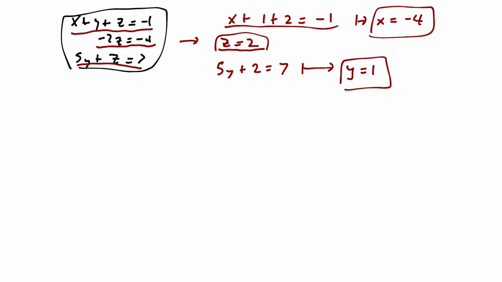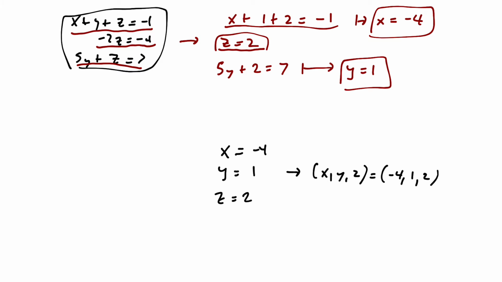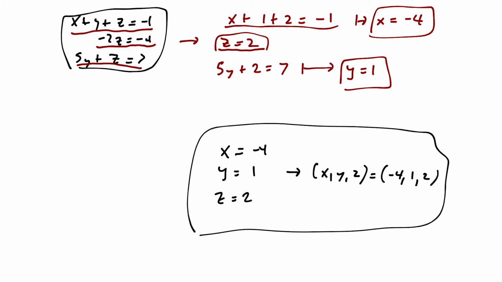So therefore, the solution to this linear system is x is equal to negative 4, y is equal to 1, z is equal to 2. And we can write this as a coordinate. This is going to be (x, y, z) is equal to (-4, 1, 2). And this is our solution. So this method is known as elimination again. Another phrase for it is Gaussian elimination, or the Gaussian algorithm.